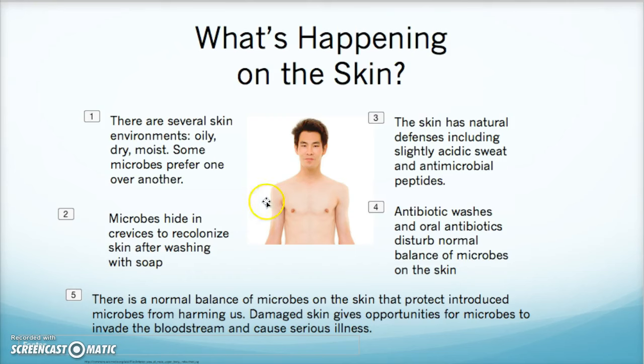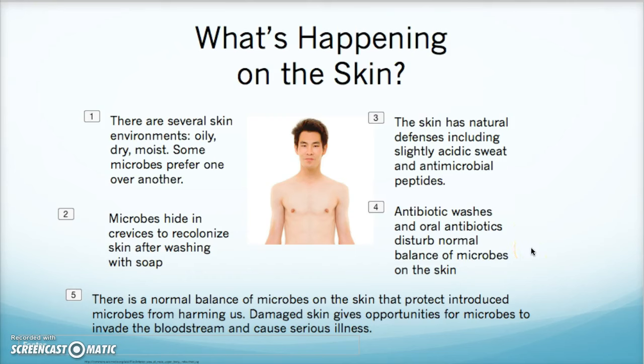The skin has natural defenses that help protect it from bad microbes. Part of that is that we have a slightly acidic sweat. And we also have peptides produced by the skin that are antimicrobial, and generally they'll work not necessarily on the ones that are normally on our skin, but on pathogenic microbes trying to enter our skin.